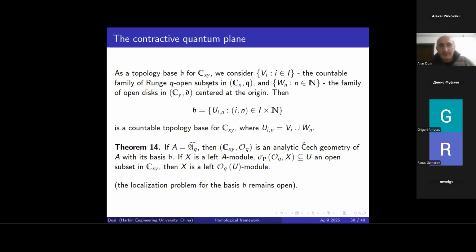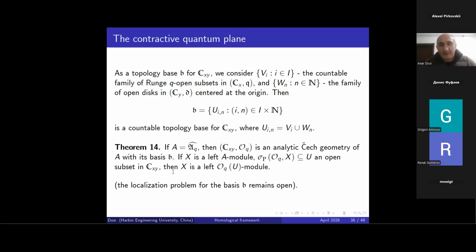Well, concerning the bases, I told you point base or topology bases, we can choose Runge Q open subsets on the left-hand side, just open disks on the right-hand side, and unify them. Look, we have a countable base here. So for this envelope, this couple is an analytic Czech geometry.